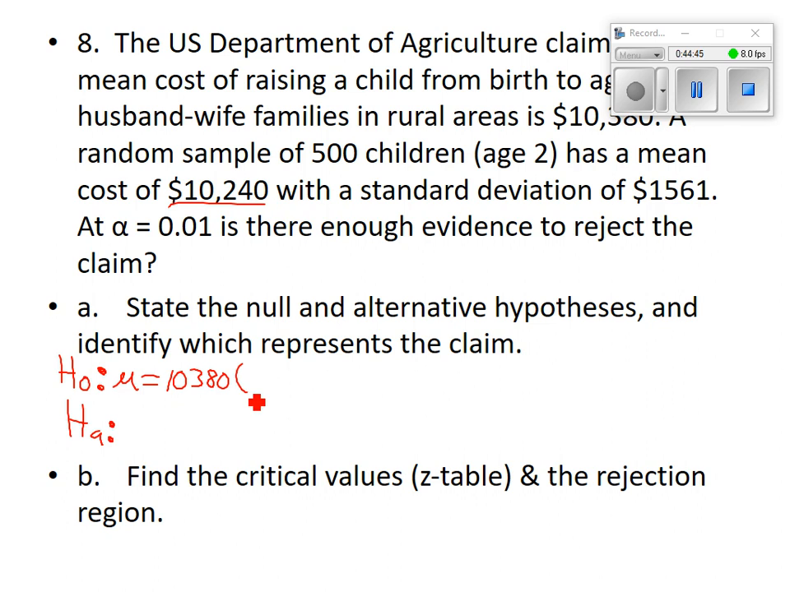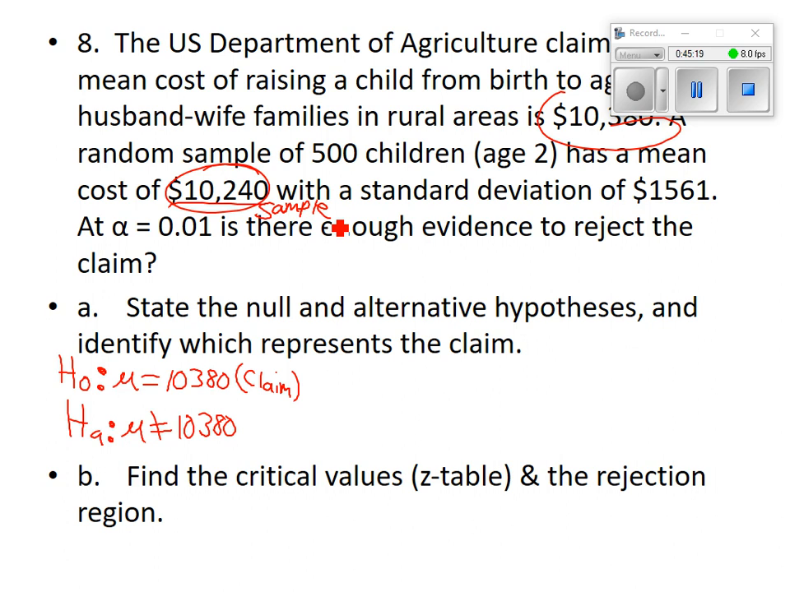It's not the U.S. Department's claim? That is, not the 10,240, the 10,380. My bad. So what's our HA? Mu does not equal 10,380. Please make sure on the test you don't get confused there. This is their claim, that's the one we're testing, so that's what goes in your H0 and HA. This is for your sample, that's what we're using to do the test.